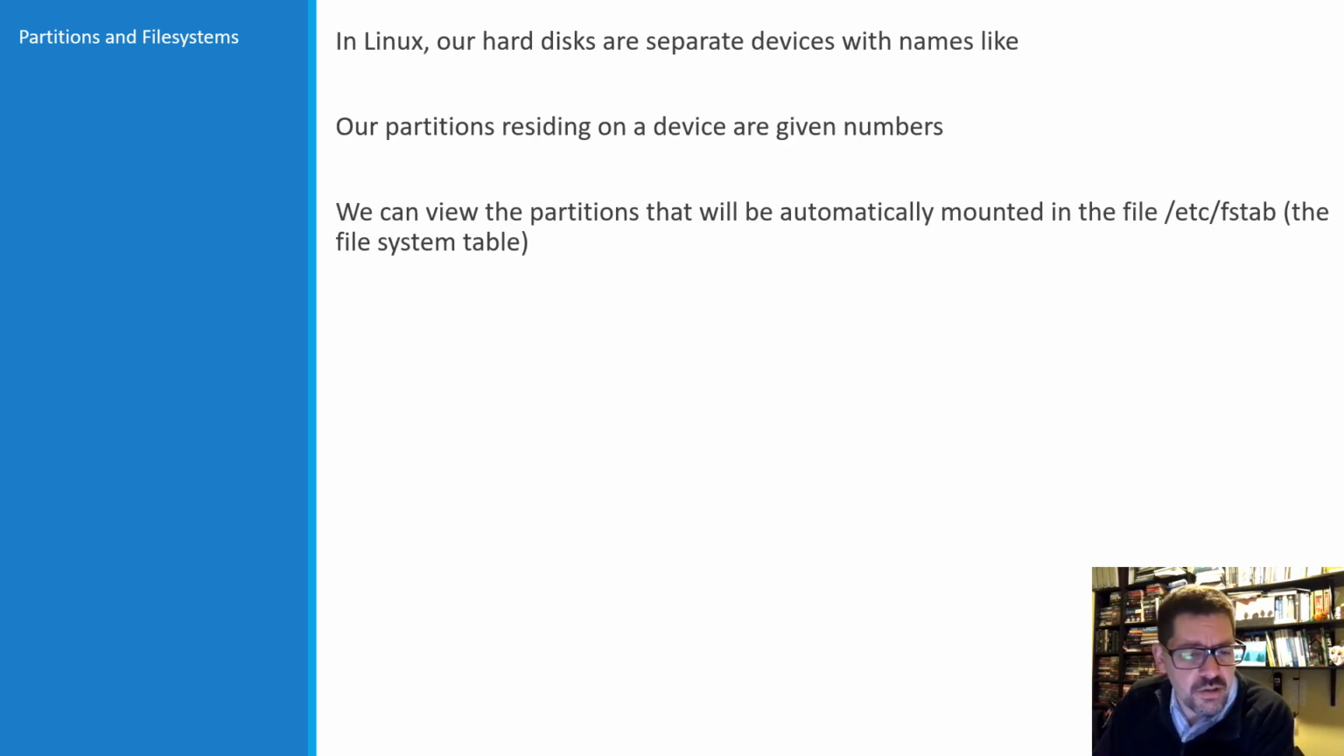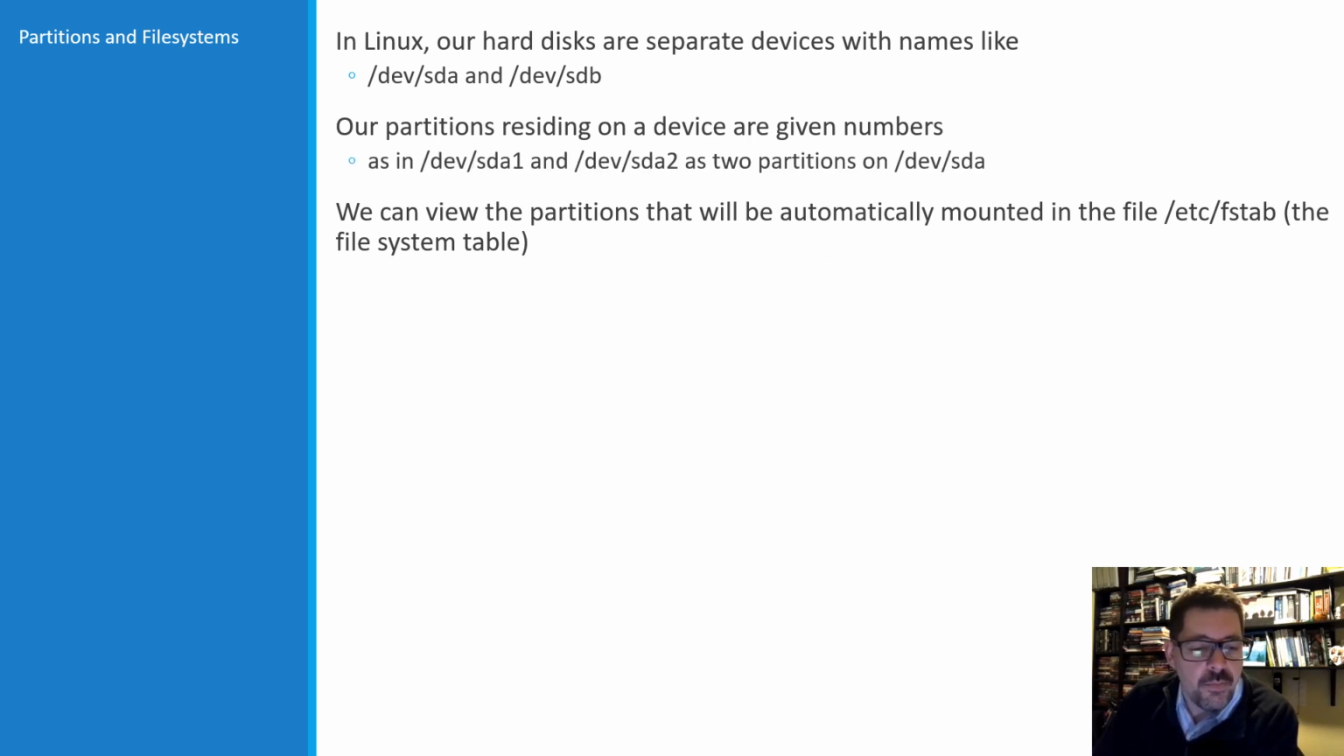So in Linux, our hard disks are separate devices with names like SDA or SDB, right? You go in that dev folder, your first solid state disk would be SDA, the second physical disk would be SDB, and so forth. Then within those, you'll find your partitions like SDA1, SDA2, and so forth. So you'll see the actual partitions labeled that way. The first partition is SDA1, the second partition is SDA2, and so forth. If you have another disk, the first partition on SDB will be SDB1, the second one will be SDB2, right? And so forth.